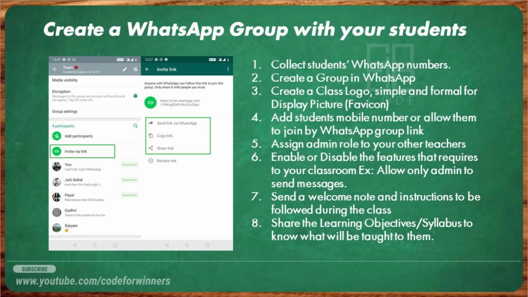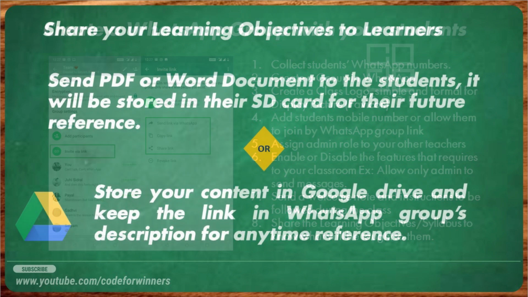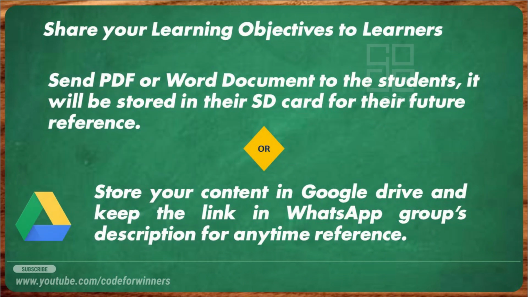Make some common instructions to be followed during the classroom, and also create the objectives, I mean that syllabus, and share it with your students before you start your class. How can you create that objective material? You can create a PDF file or a Word document and share it with the students directly on their WhatsApp. So this file can be stored in their SD card, or else there is another method.